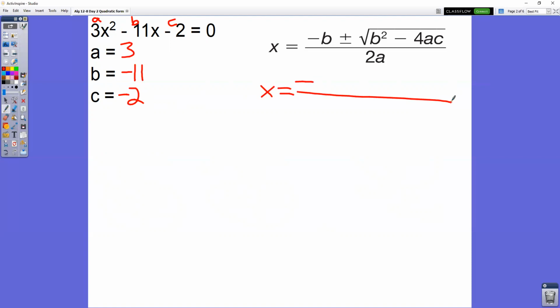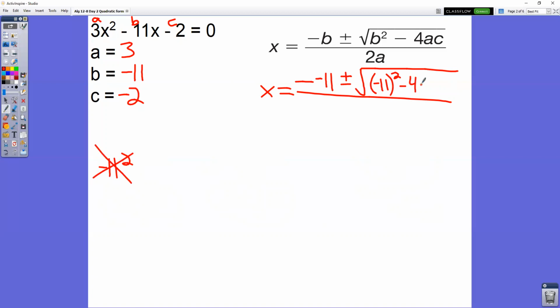Negative b. First of all, I'm going to draw my line there. Negative b. Now negative 11. All that we're doing is sticking in that negative 11 right there. Plus or minus the square root of b squared. Our b term is negative 11. Make sure you put parentheses there with your negative number, because you'll screw things up if you don't. Remember, if you type negative 11 squared into the calculator without the parentheses, you'll get the wrong answer because it'll say negative 121 instead of positive 121. So we don't want to type it in without parentheses.